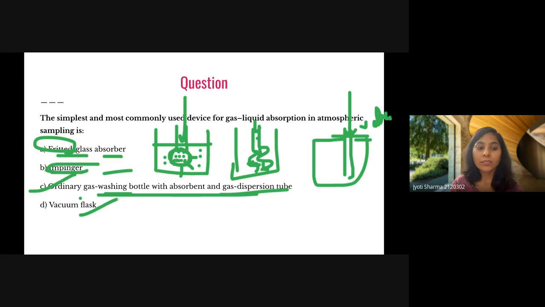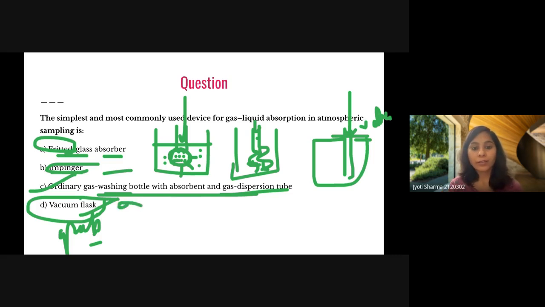And the other one is the vacuum flask. The vacuum flask is not part of chemical or physical absorption, but part of grab sampling. If you want to collect the air as it is, irrespective of it being dissolved in liquid, right? So this is not part of gas liquid absorption, but part of grab sampling. So most of the time we use option C, so C will be the right answer.